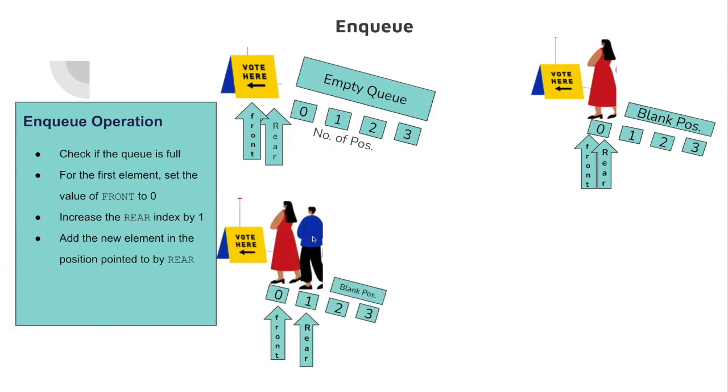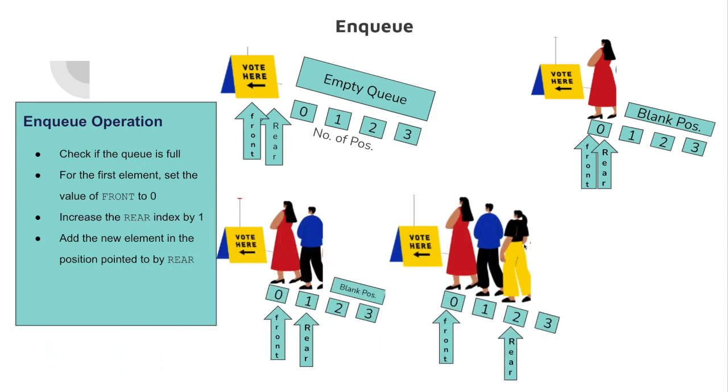Next, one more person has arrived. According to this, for the first element set the value of front to 0, which we have already done. But here, increase the rear index by 1. Whenever a new person comes in, we increase the value of rear. This person has come up here, so we have increased the value of rear by 1. We have not increased the front, we have just increased the rear. And we have two blank spaces, two more positions to fill in the queue.